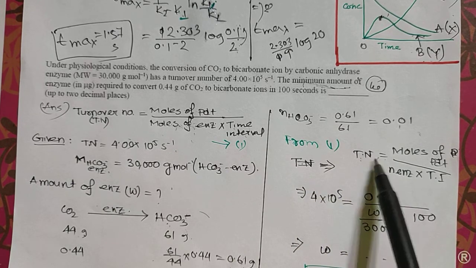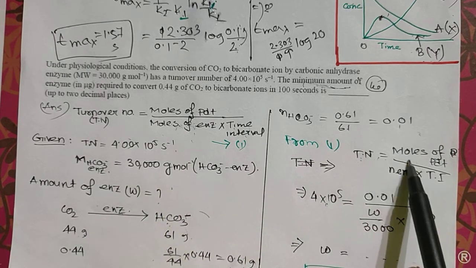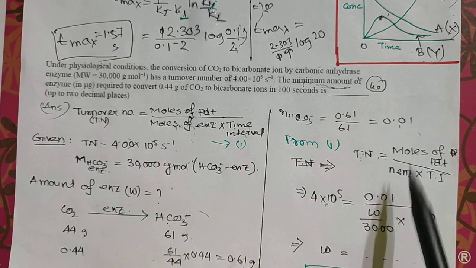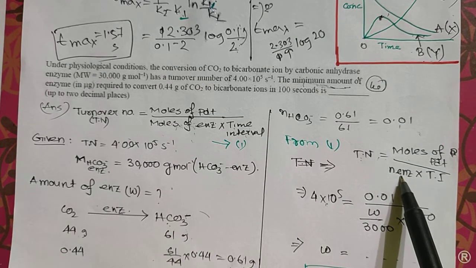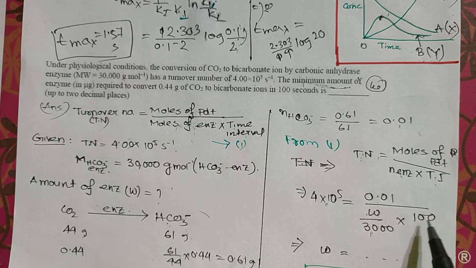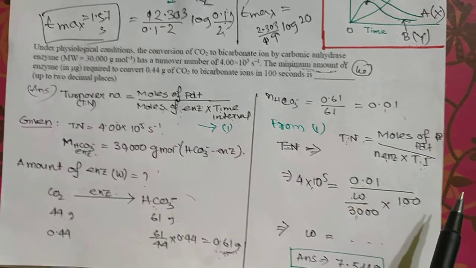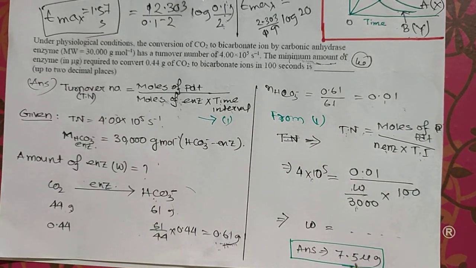Again I'll just put the values. Turnover number is given as this one, and moles of product I have calculated this one, and moles of enzyme equals W by 30,000. Okay, and time interval equals 100. So just calculate this. It is a simple calculation, you will get the answer. So the answer will be 7.5 microgram. Okay, this is the case actually.